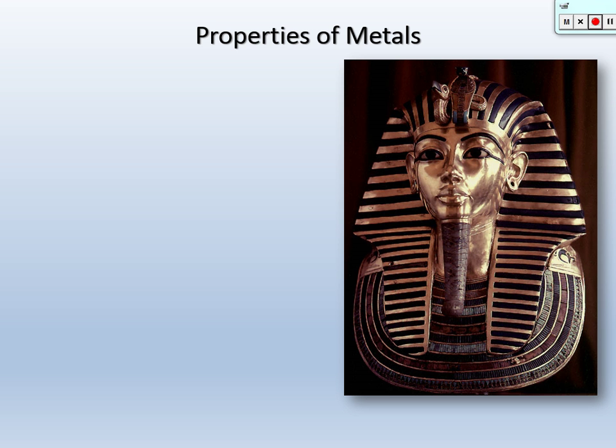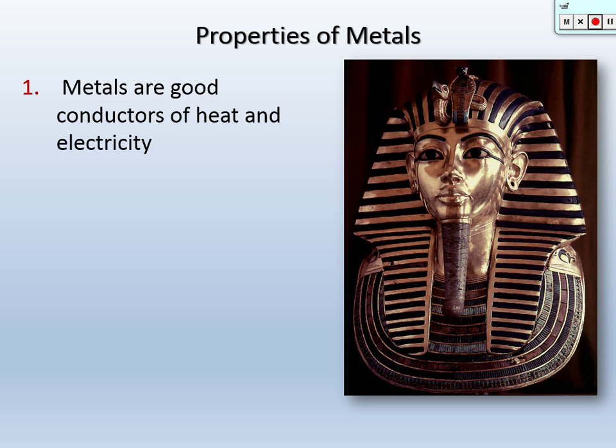I wanted to finish this chapter up by talking about properties of metals. I know we've talked about it in the previous chapter, but there are 5 properties of metals that are so important to remember. The first property is that metals are good conductors of heat and electricity. What does it mean to be a good conductor? Well, it means heat and electricity can pass through metals very easily.